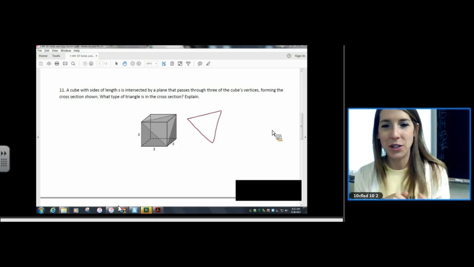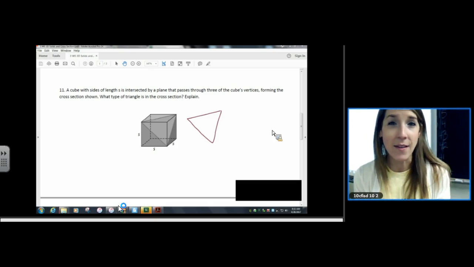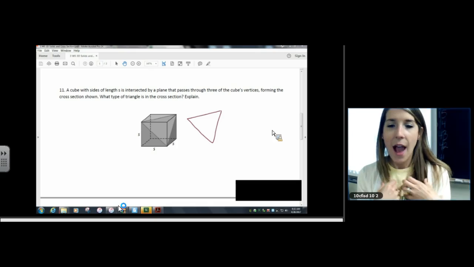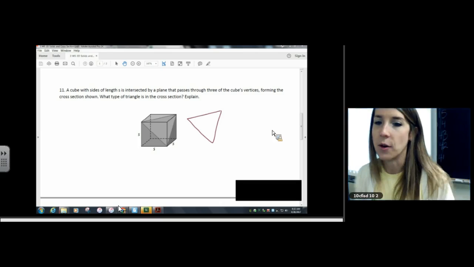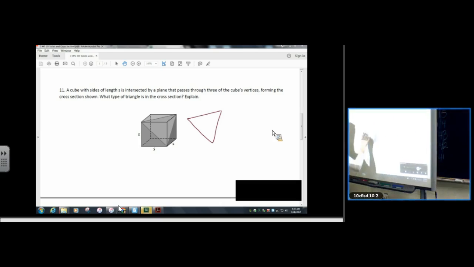So all we have to do is use, they already gave us a variable. They said use S, and we can find the side lengths. The side lengths will tell us what kind of triangle has been formed. So this triangle right here, what type of triangle is that?